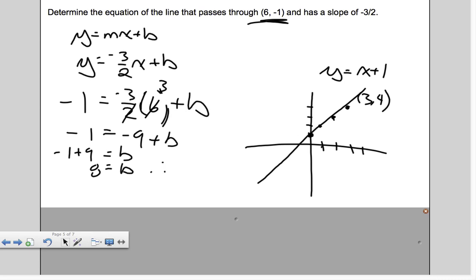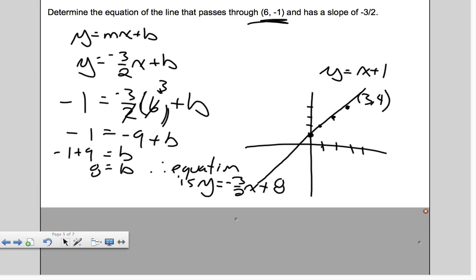That's not an equation. I'm asking for an equation. Okay, I can tell you right now. Ready? The equation is y is equal to minus 3 over 2x plus 8.